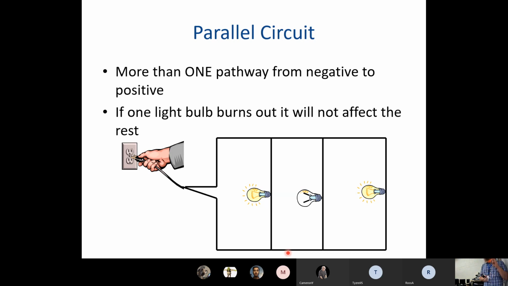If one light bulb goes out, only one light goes out. Right, if one light bulb goes out, it's only affecting that part of the circuit, so the rest of them will stay lit. This is a better circuit for things like that. What's the extra bulb for?